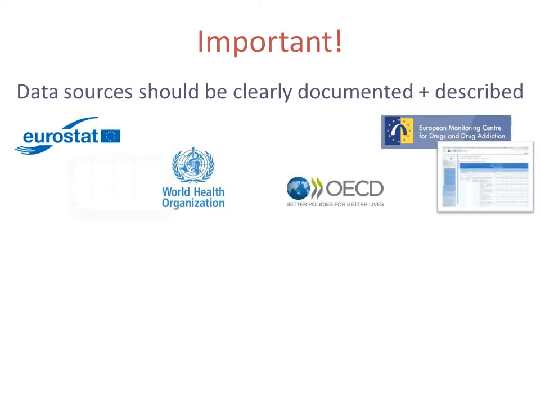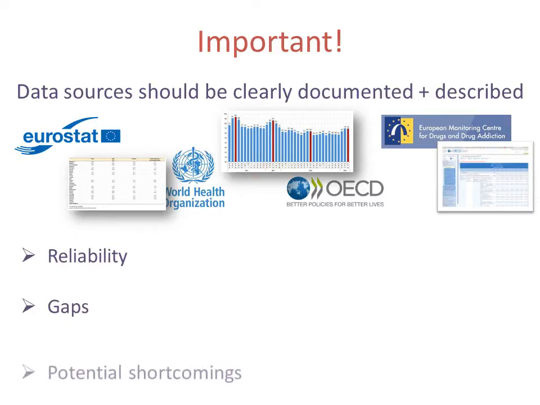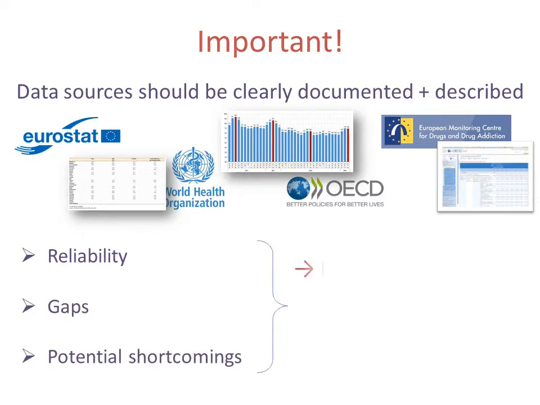One of the most important things while researching the social costs of illegal drugs is that the data sources should be clearly documented and described, including reliability, gaps, and other potential shortcomings, to allow replication of the calculations, and so the reader realizes what weight can be given to the results of estimations.